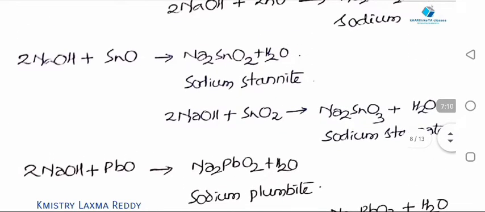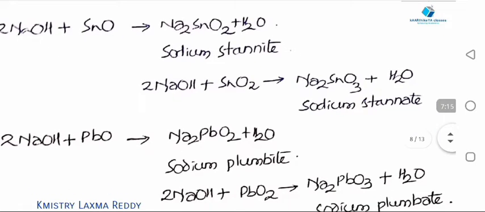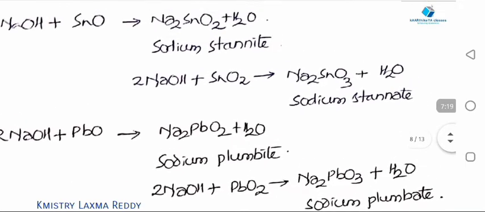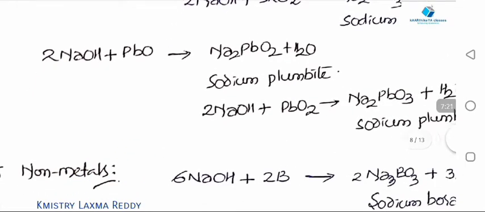Tin is in the +2 oxidation state in SnO, and also +2 in Na2SnO2. In SnO2 tin is in the +4 oxidation state, and here also +4. Similar types of reactions you can see here.